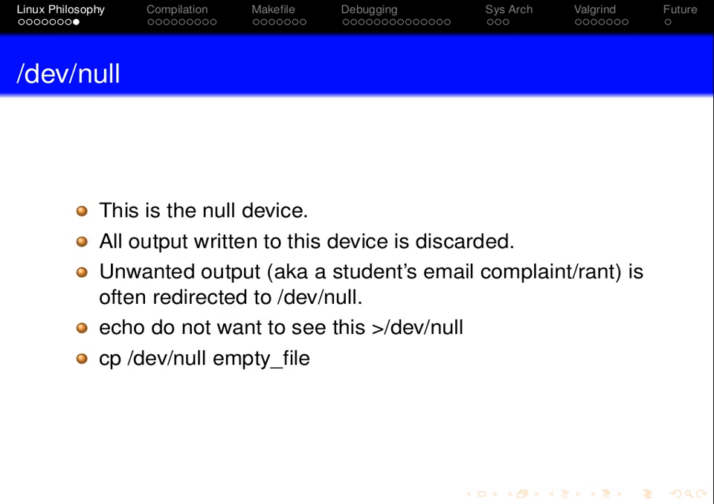Dev null is my favorite device. It's a null device. All output written to this device is discarded. Therefore, if you have unwanted output, like a very raging email I sometimes get, you can direct it to dev null, and then it's gone. It's very pleasing. If you try and cat from it, you get nothing as well. So it's basically a black hole.